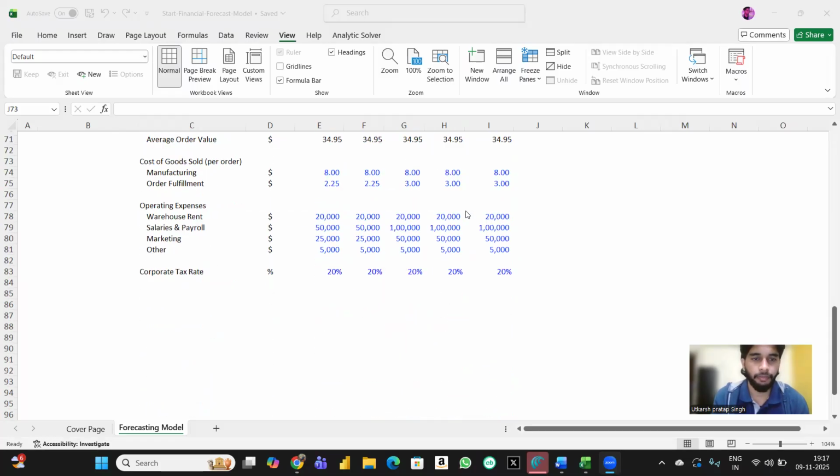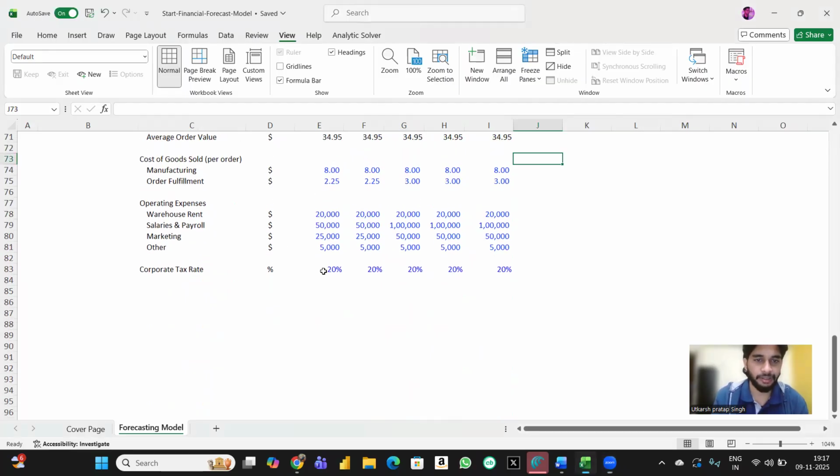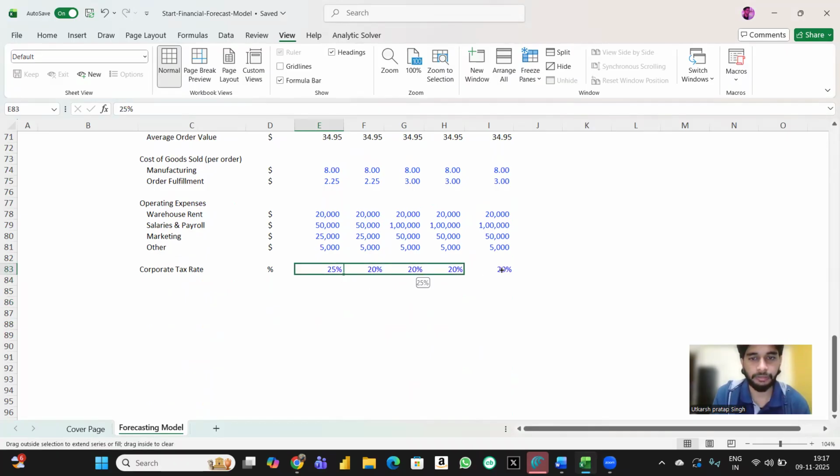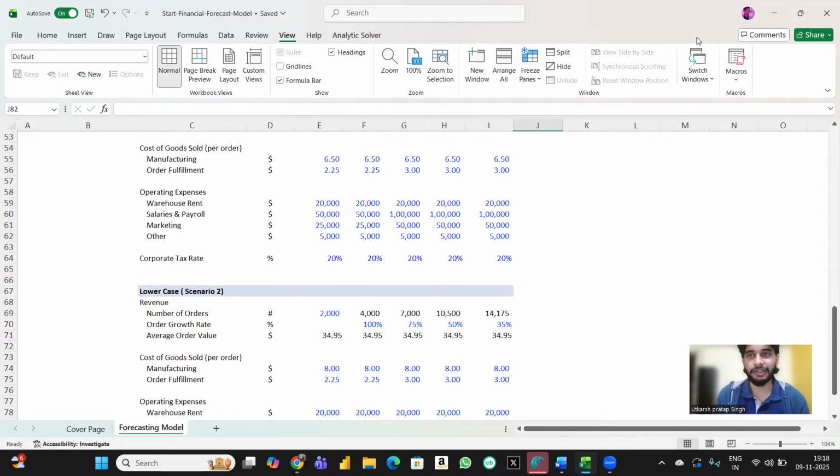Now let's also change the taxation rate from 20% to 25%, not 2500, 25%. And we are going to drag this to the last. Now, as we can see, there are certain changes.